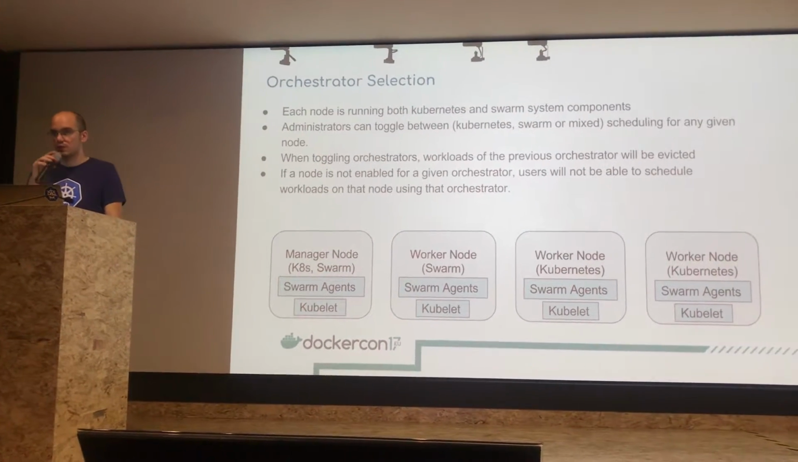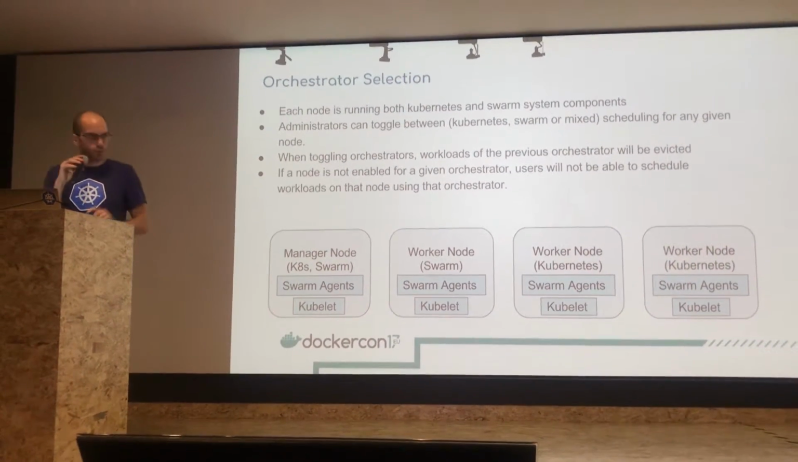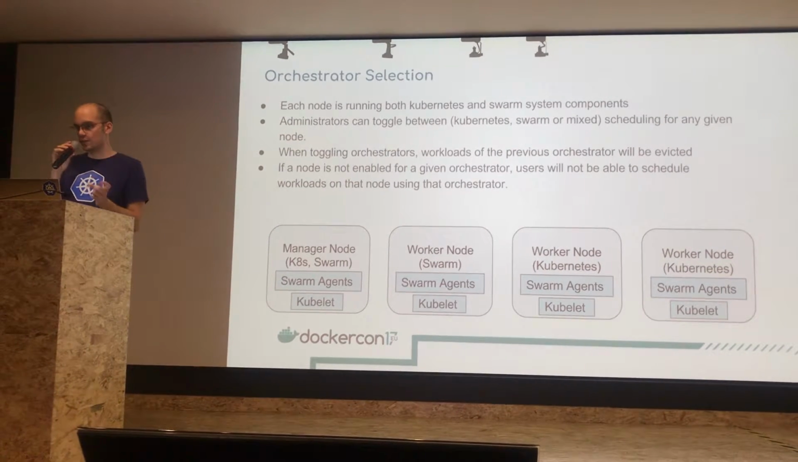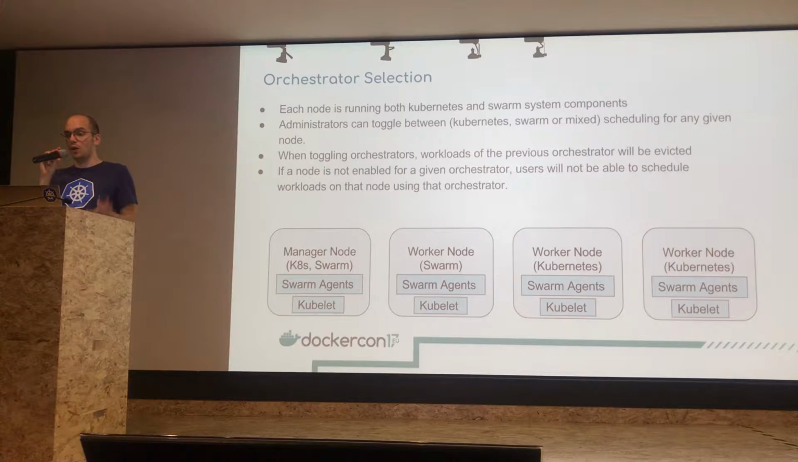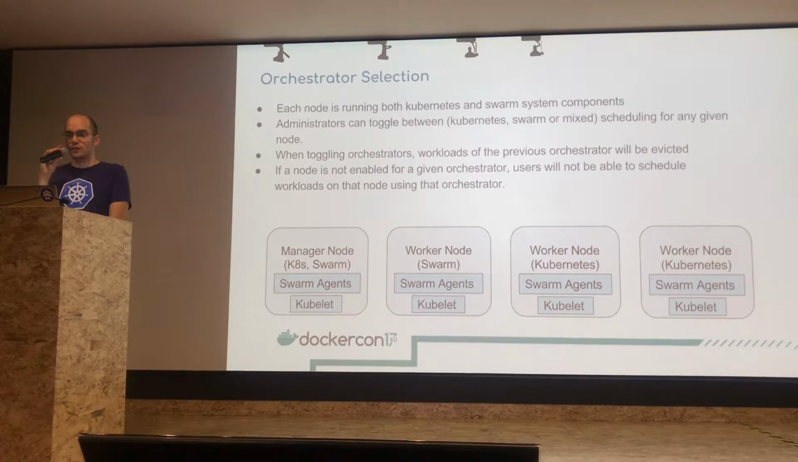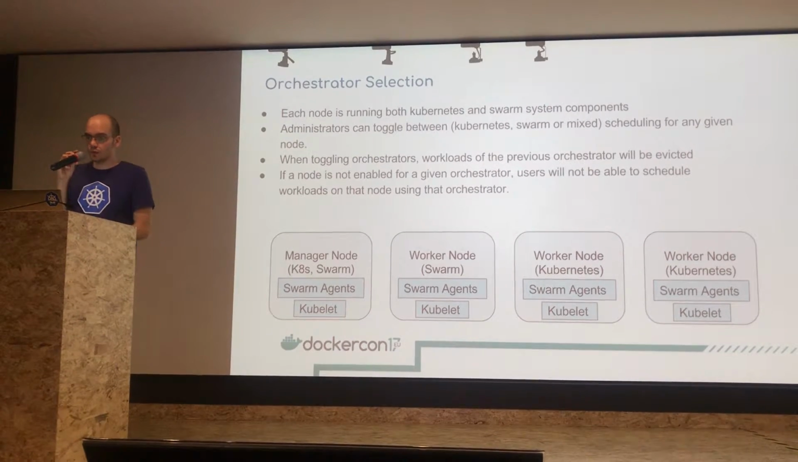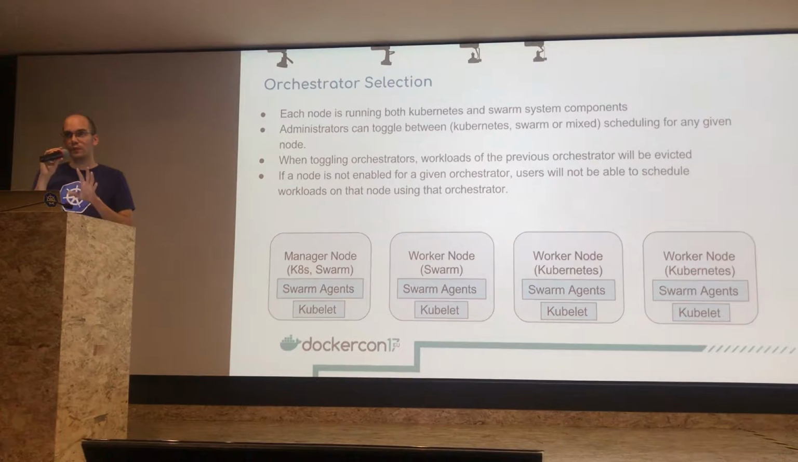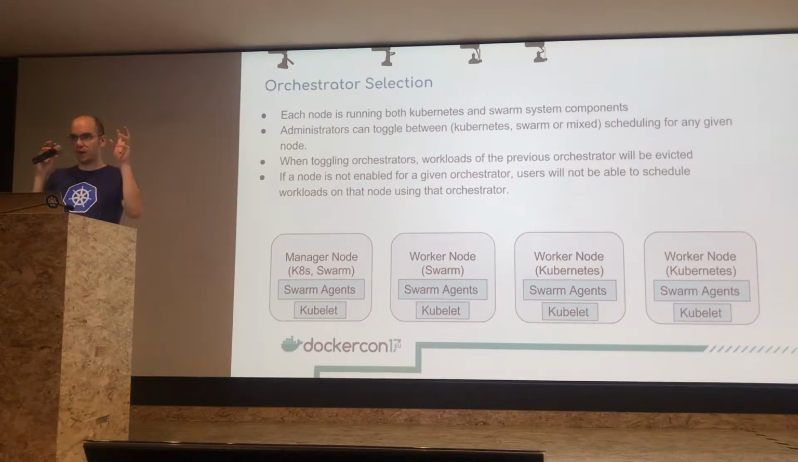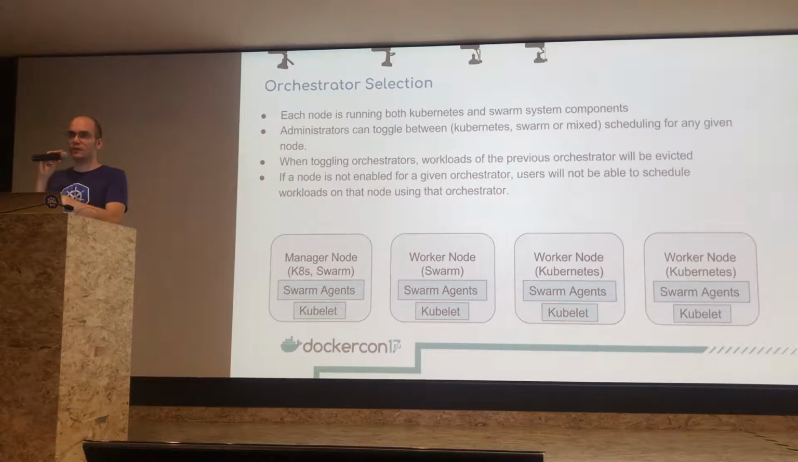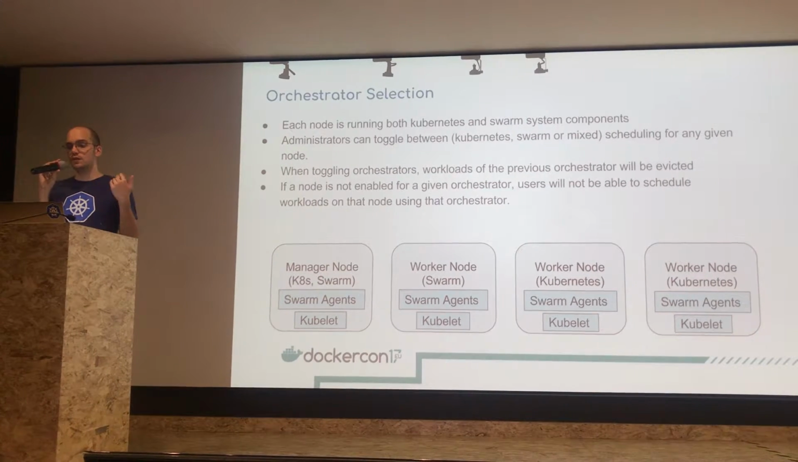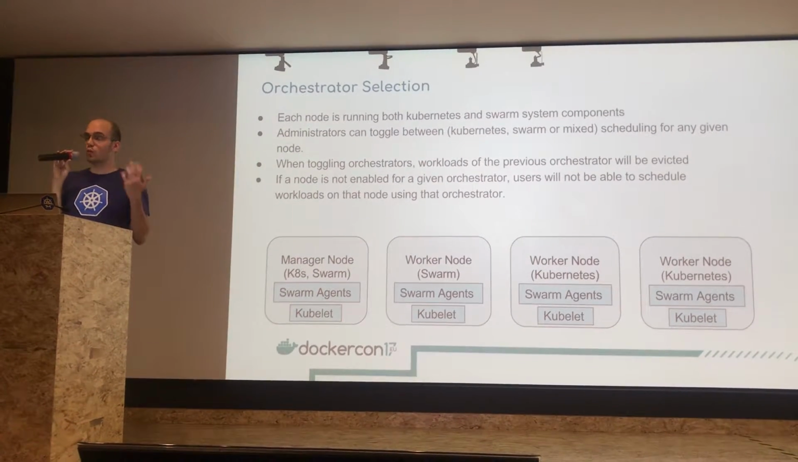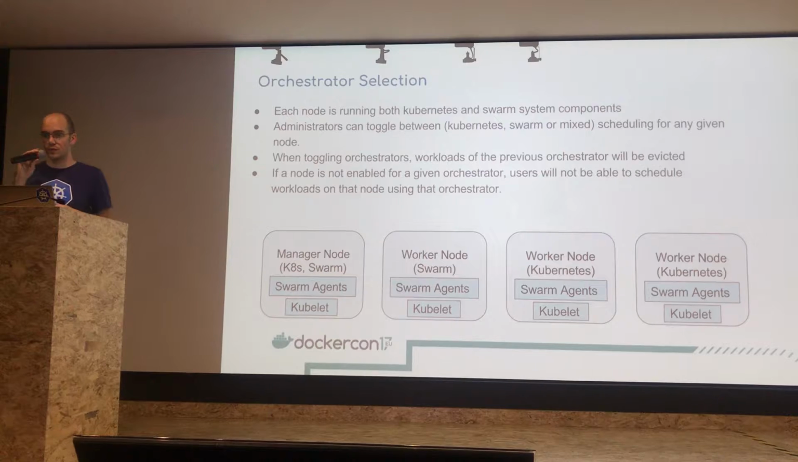So what do we do in Docker Enterprise Edition? We offer this feature that I used earlier called Orchestrator Selection. All of the nodes are running all of the system components. So on a worker node, you'll have the kubelet running, you'll have the classic Docker Swarm agent running, and the Docker Engine with Swarm mode enabled. And an administrator at a higher level can toggle which types of workloads should land on this node.